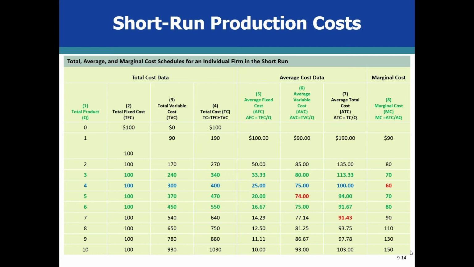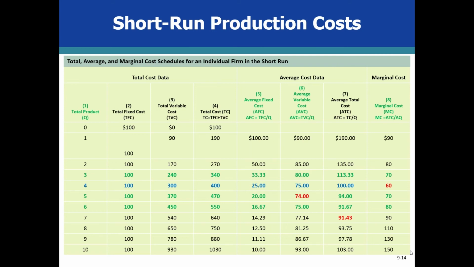Okay? I want to focus on a few key columns. Column 1 goes back to output. Column 1 is the total output produced by the firm. Column 5, average fixed cost. As you look down the column, you can see that average fixed cost per unit continues to go down as more output is produced. This is thinning the fixed cost per unit.